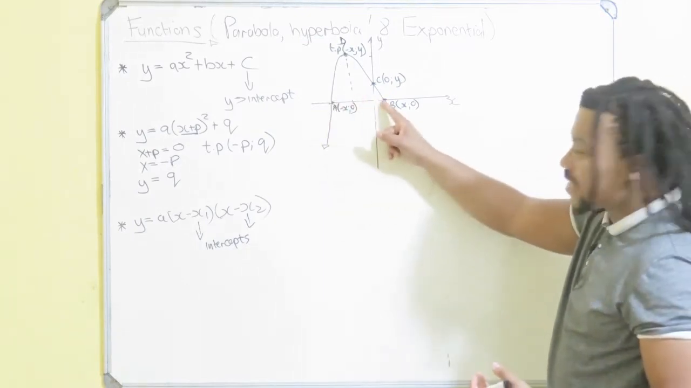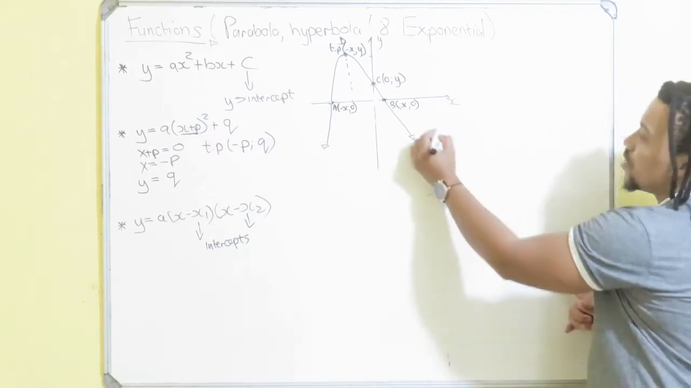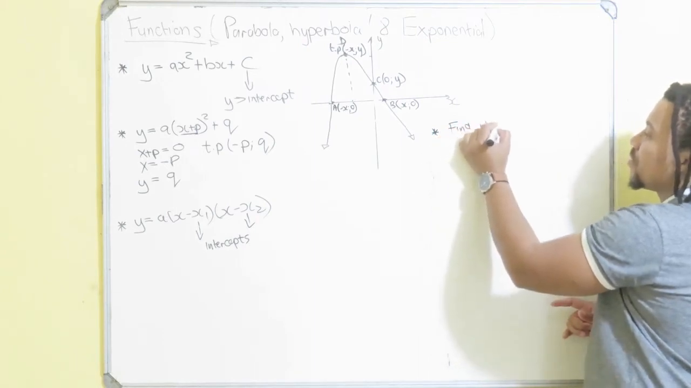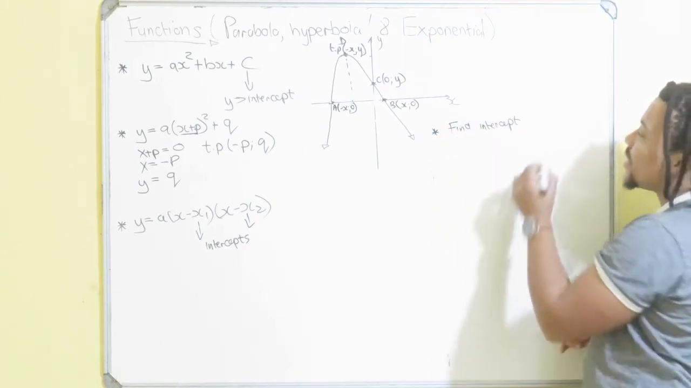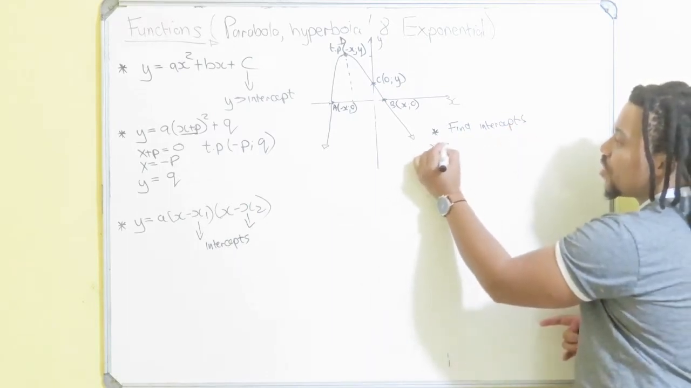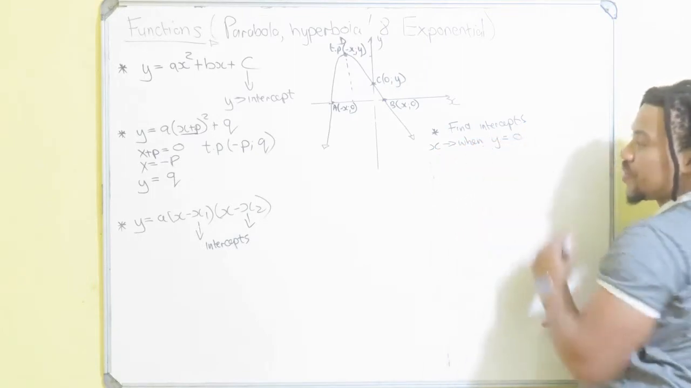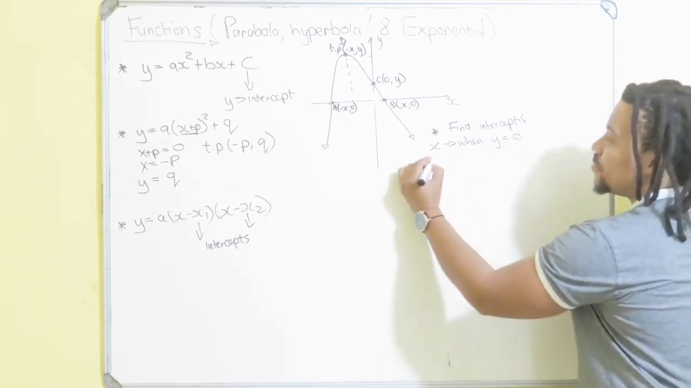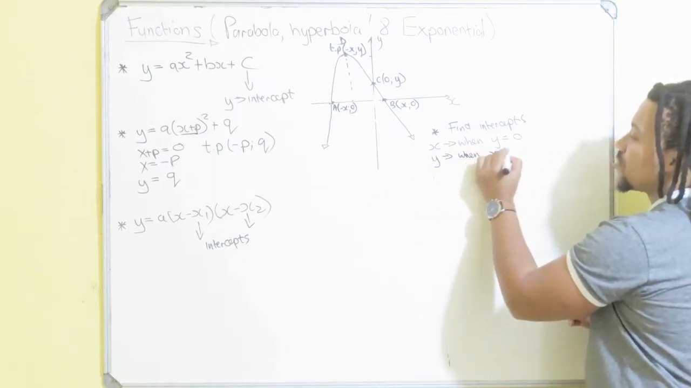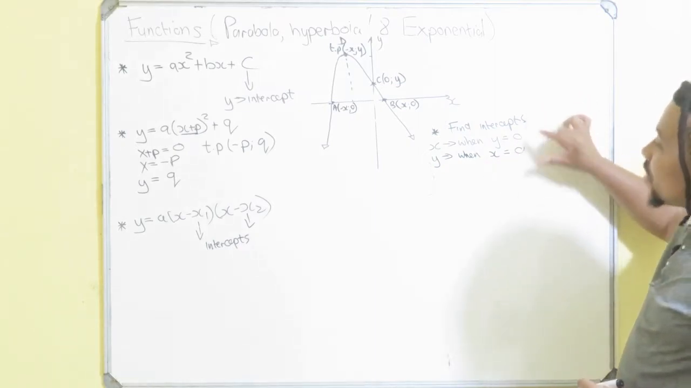calculate your intercepts. So first of all, how do we find intercepts in a parabola equation? Let's explain that. Find intercepts. To find the intercepts on this one, when we want to find the x-intercepts, we always say when y is equal to 0. And to find the y-intercept, we always say when x is equal to 0. So that is how we find the x-intercepts and the y-intercept.